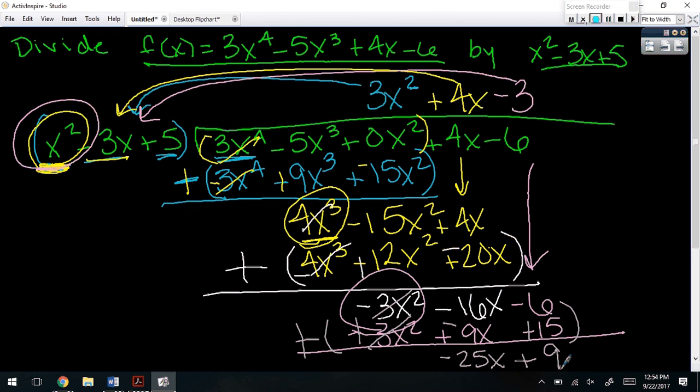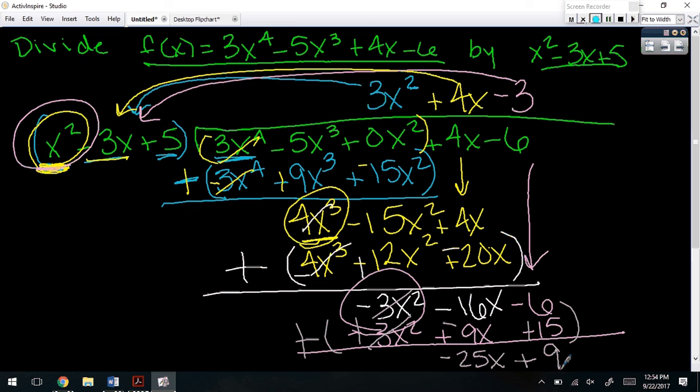Now, everybody always says, wait, Miss McGee, how do I know when to stop? You don't have any more things. One, I don't have anything else to pull down, but two, can you multiply x squared by something to get negative 25x? No, right? Because x squared is bigger than negative 25x. So I stop, but I'm not quite done because I have to deal with this remainder.